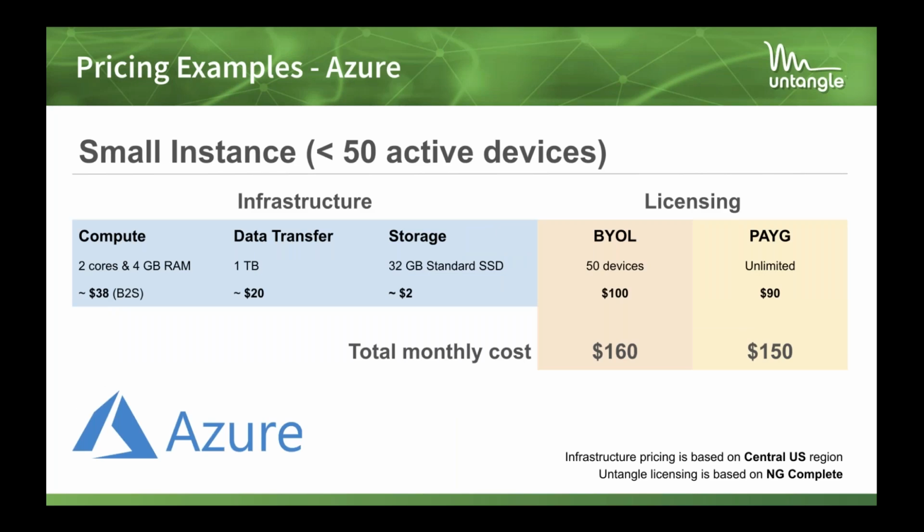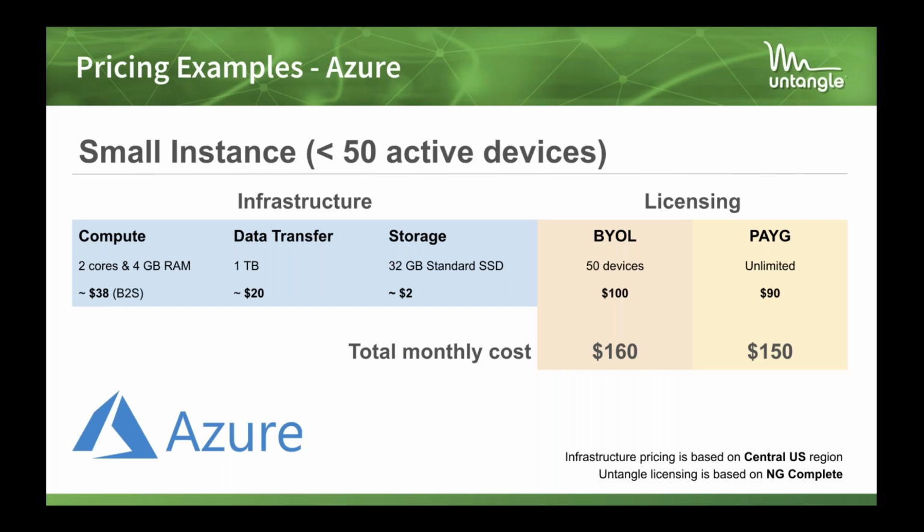So now we'll cover a few different examples between Azure and AWS. For a smaller environment, like your Z4, a smallish network of up to 50 devices, in Azure your infrastructure cost for a basic instance of 2 cores and 4 gigs of RAM is going to cost you about $38.